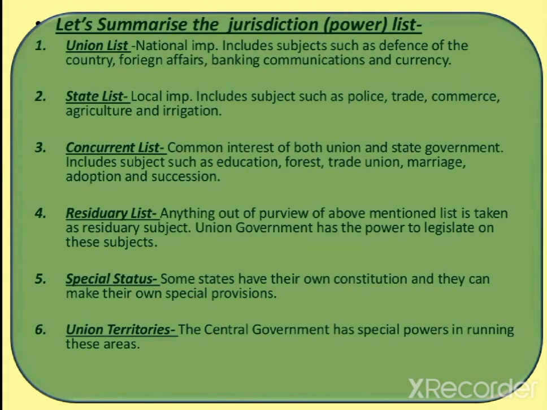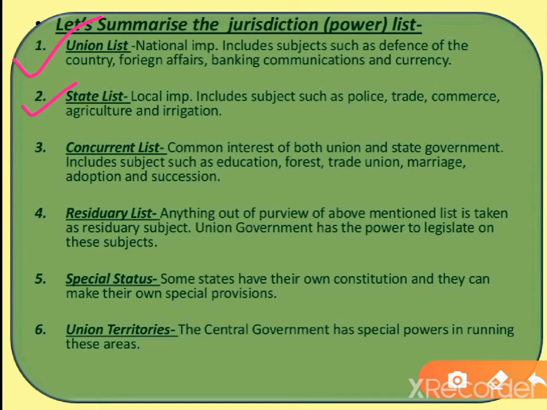Let's summarize the jurisdiction powers of the lists. The first one is the Union List, second State, third Concurrent, fourth Residuary, fifth Special, and the last one is Union Territories. Clear? Let's start with the first one. Revision of the first list. The Union List includes subjects of national importance such as defense of the country, foreign affairs, banking, communication, currency, and many more.